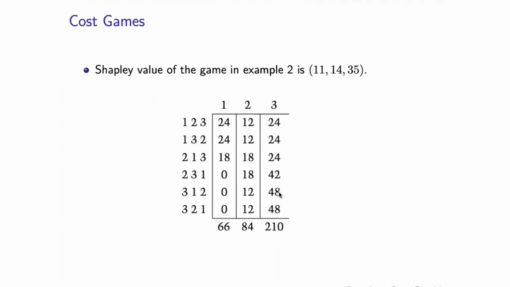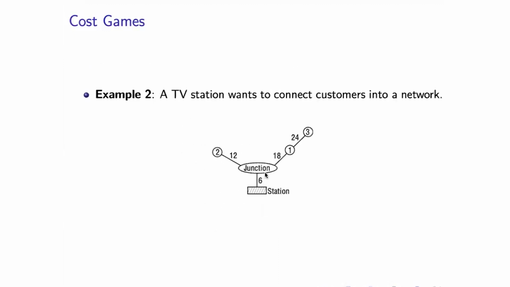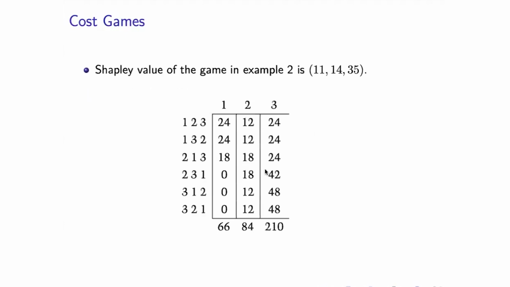And you can do the same analysis. So again, for the order 3, 1, 2, the cost is that first you have to connect 3. So that costs 6 plus 18 plus 24, so that's equal to 48. And then you want to connect 2. So that costs 12. But 1 again comes for free. So therefore the cost is 0 and so on, right? So these are the 6 possible cases, the 6 different orders.